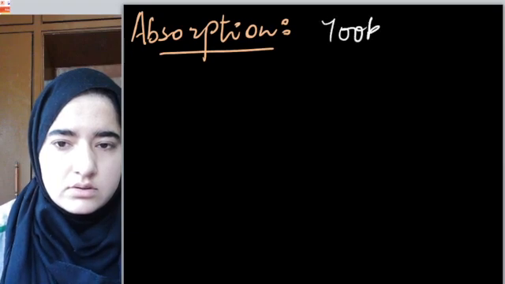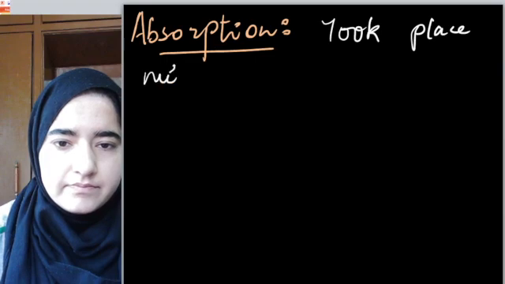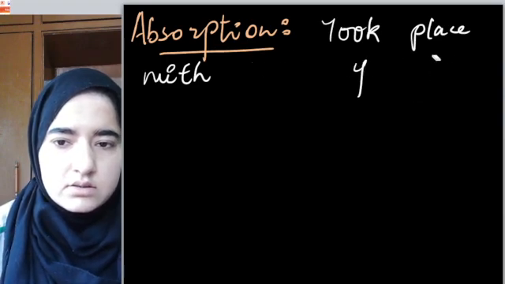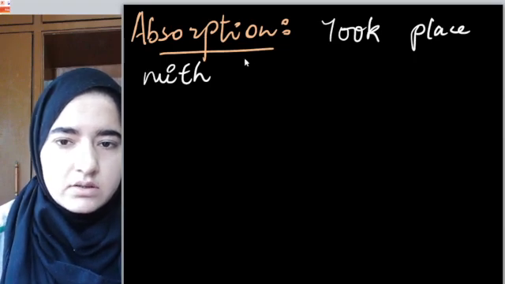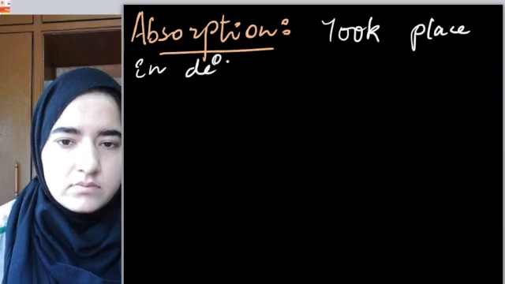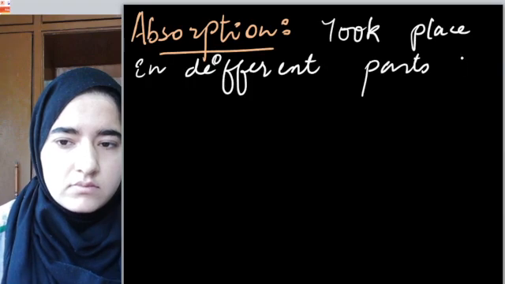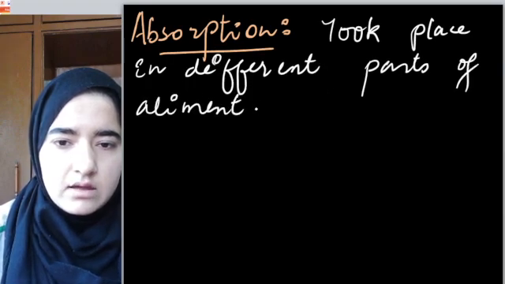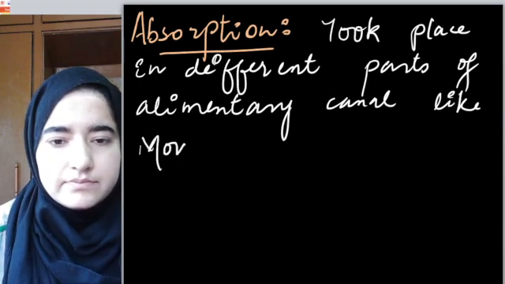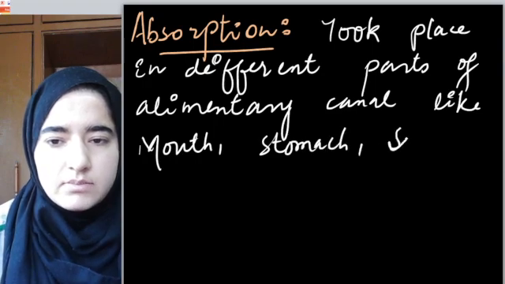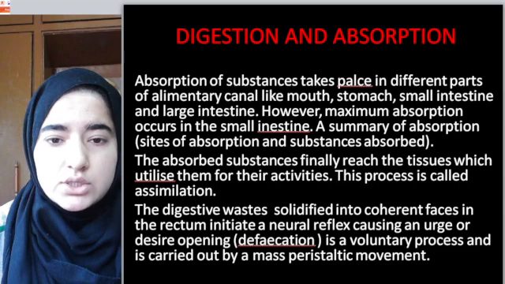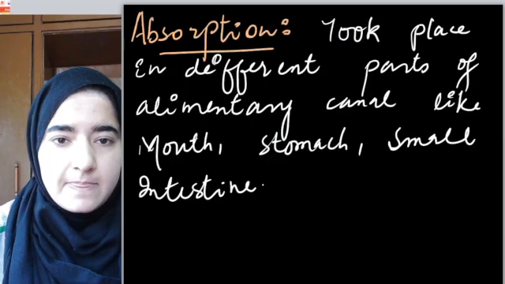Absorption takes place in different parts of the alimentary canal, like in mouth, stomach, small intestine. But maximum absorption takes place in small intestine.